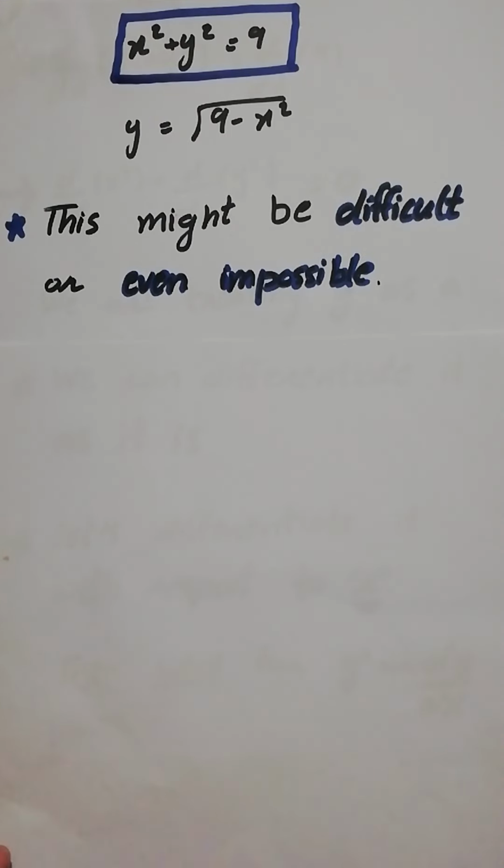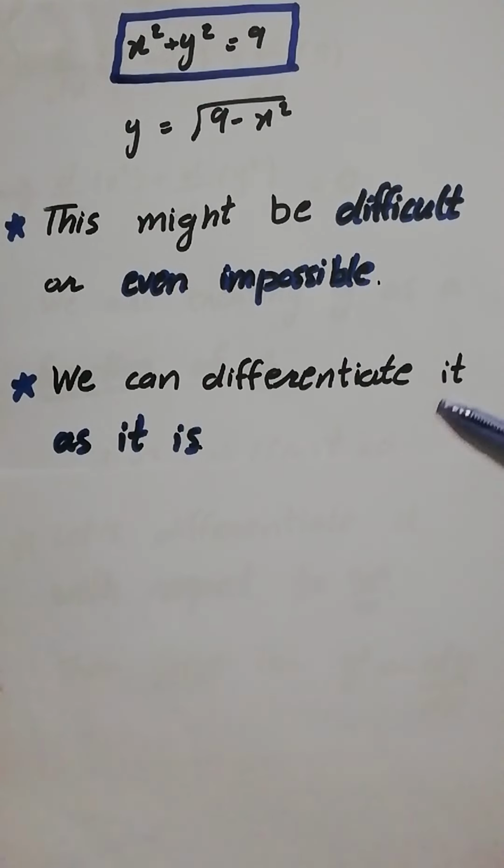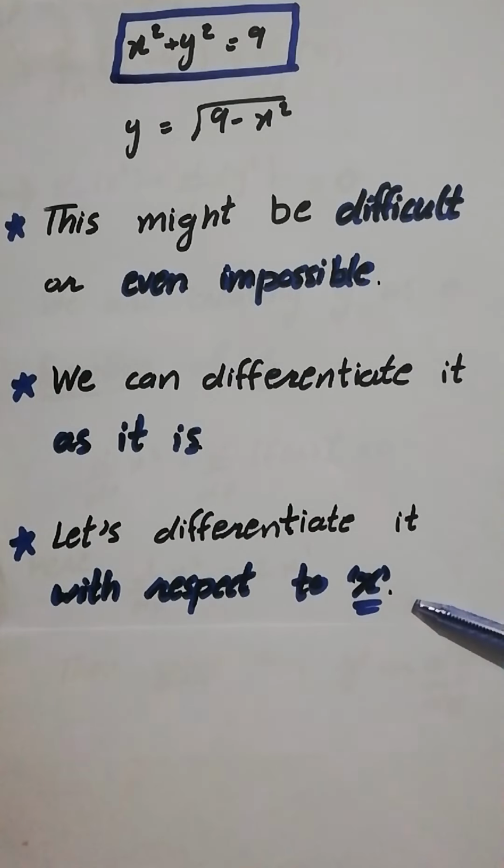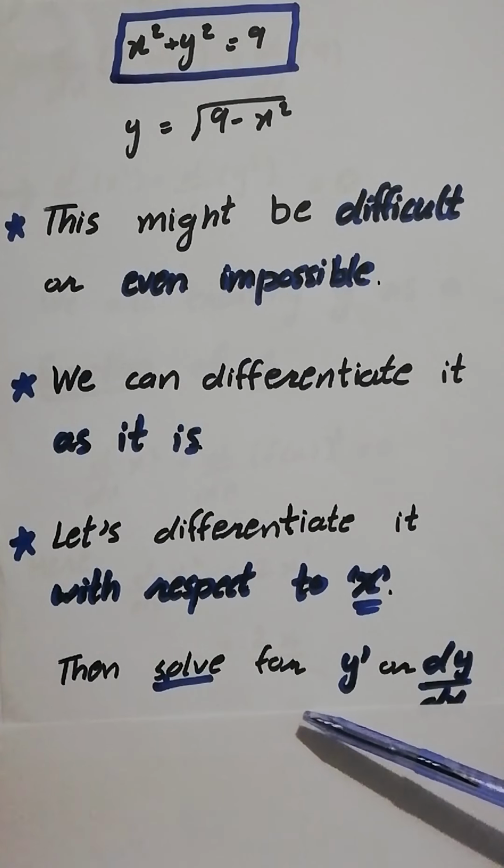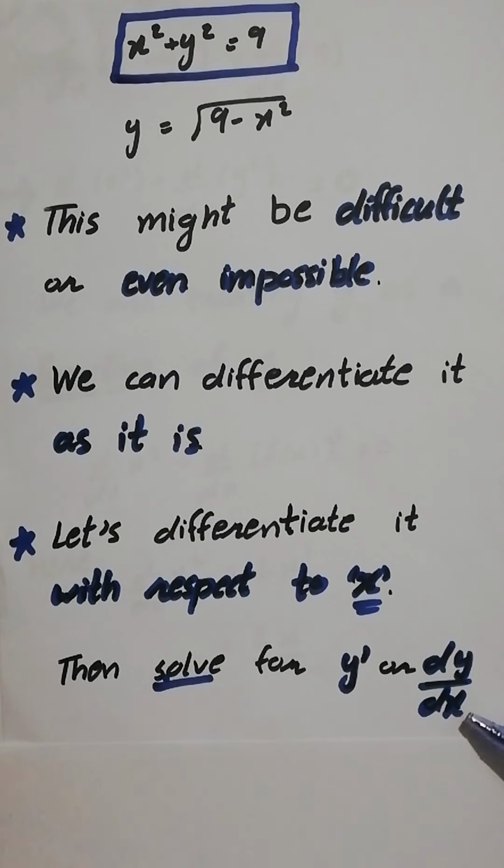But implicit differentiation will allow us to take the derivative of the function without having to solve it for one variable in terms of another variable. We can differentiate it as it is with the help of implicit differentiation. Let's differentiate it with respect to x. Then solve for y prime or dy by dx, the derivative of y with respect to x, which is what we are looking for.